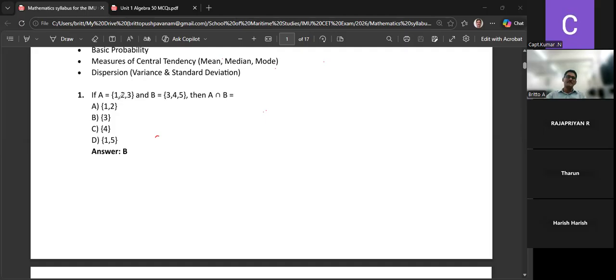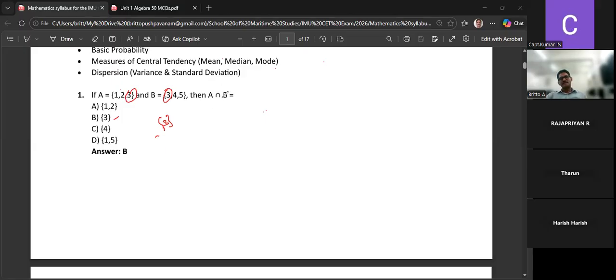So here the set A is 1, 2, and 3. In set B, we have the numbers 3, 4, and 5. In these two sets, the number 3 is common. Number 3 is common in both the sets. So A intersection B is the set {3}. Right? You put it in set brackets. Okay, we understand.